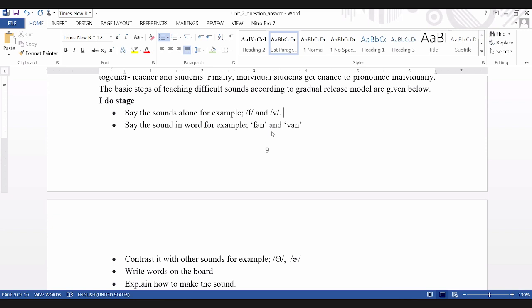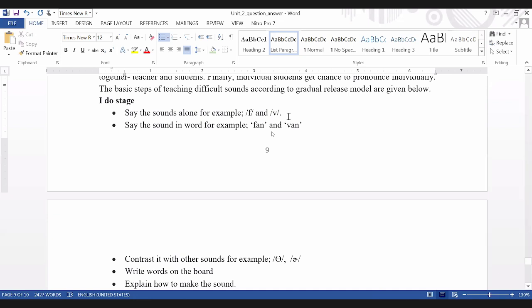Gradually release them and make them independent. First, the teacher gives a model pronunciation. Students listen and try to pronounce together. The teacher and students pronounce together, and slowly students individually have to pronounce. They should be able to pronounce the sound, the words, the sentences. This is called gradually releasing, becoming independent. So this gradual release model can be a very useful activity model.